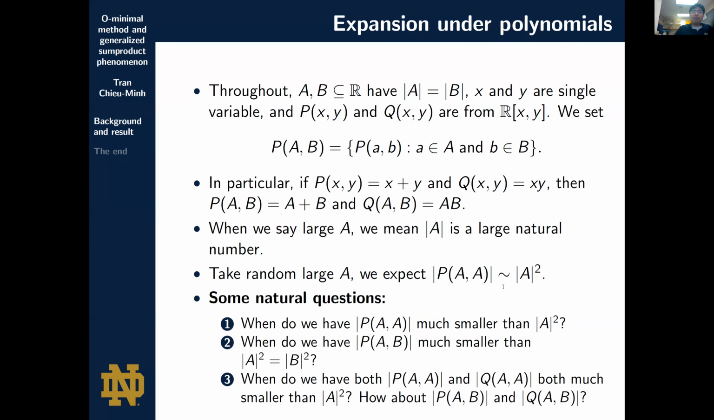So this brings us to some natural questions. When is the size of P(A,A) much smaller than |A| squared? When is the size of P(A,B) much smaller than |A| squared, which is also the same as |B| squared? When are both P(A,A) and Q(A,A) much smaller than |A| squared? How about P(A,B) and Q(A,B)? By the way, if you have any question, please feel free to stop me and ask at any time.